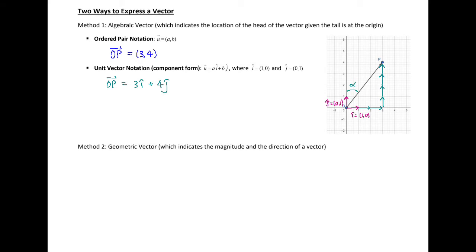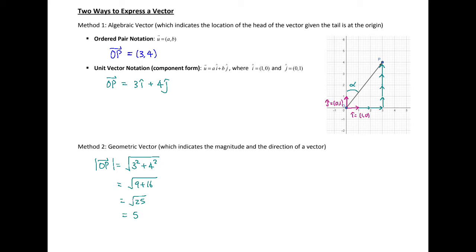For the second representation, geometric vector, we always need to find the magnitude and the direction first. The magnitude of a vector can be denoted by the 2 straight lines around the vector. And by looking at the diagram, we know the length of vector OP can be found by using the Pythagorean theorem. So the square root of 3 squared plus 4 squared equals the length of vector OP, which is the square root of 9 plus 16, which is the square root of 25, which is going to be 5.